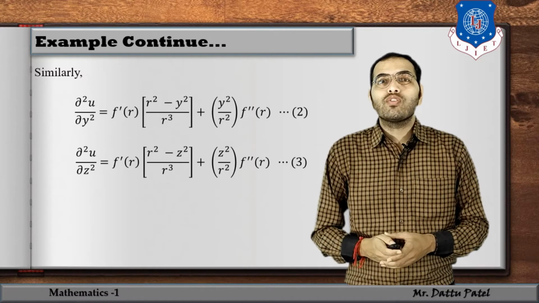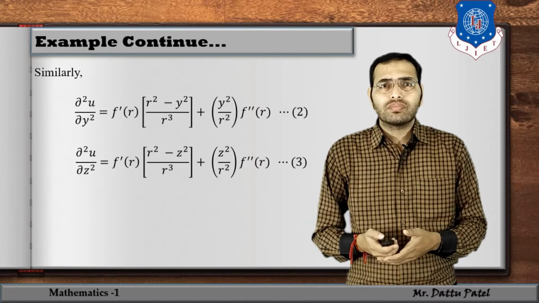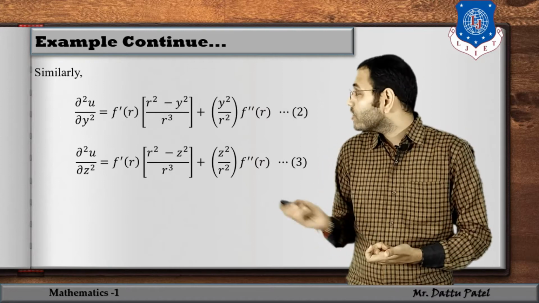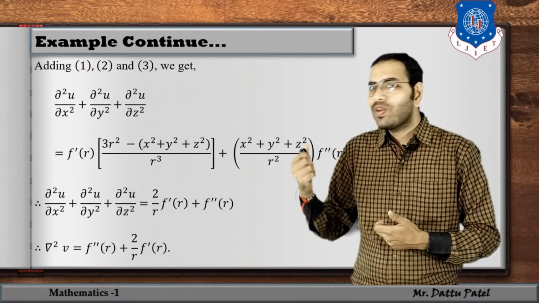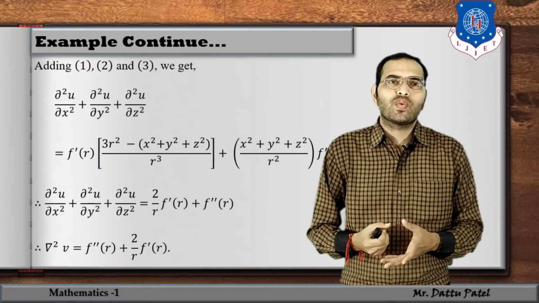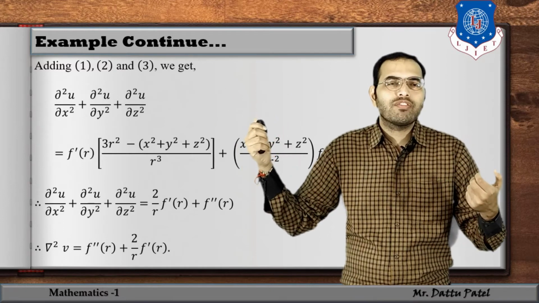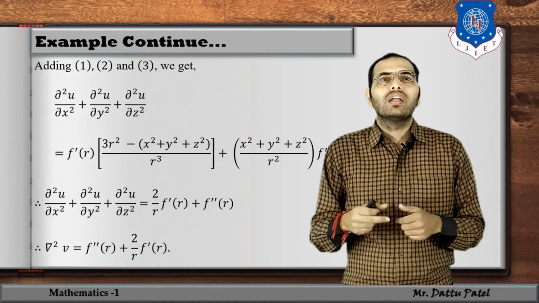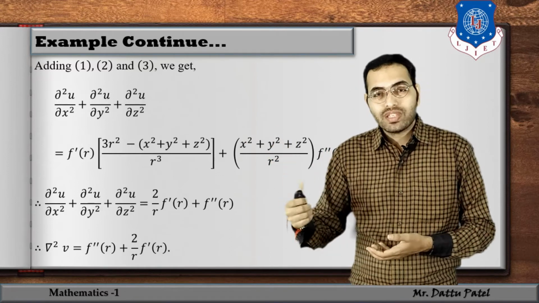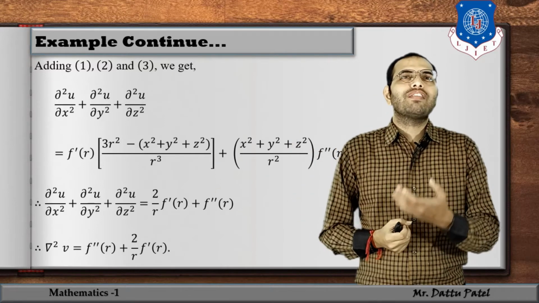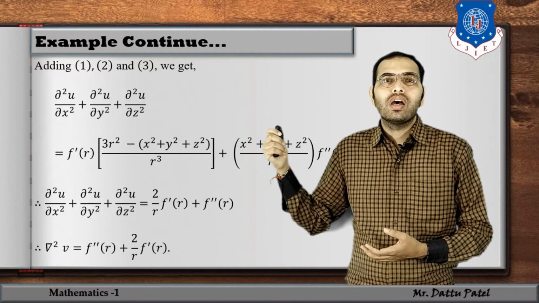Now we have to find nabla square u, by adding these 3 equations, that is del square u by del x square plus del square u by del y square plus del square u by del z square. Among these 3 equations, f dash of r is common in the first term, then it becomes (3r square minus (x square plus y square plus z square)) upon r cube, plus in the second term f double dash of r is common, then it becomes (x square plus y square plus z square) upon r square.